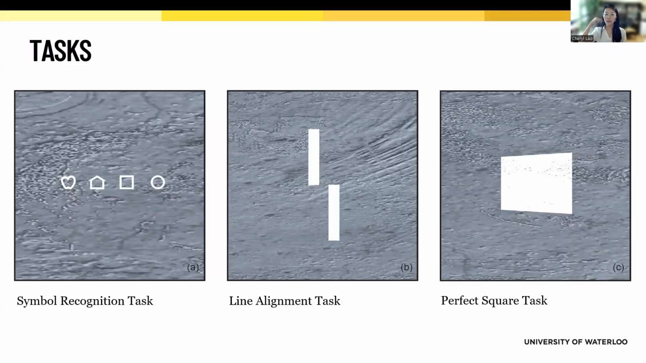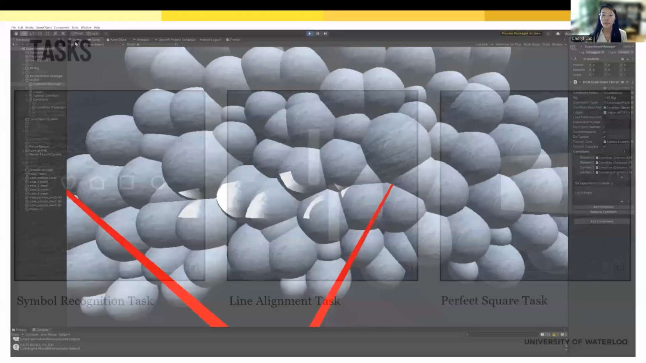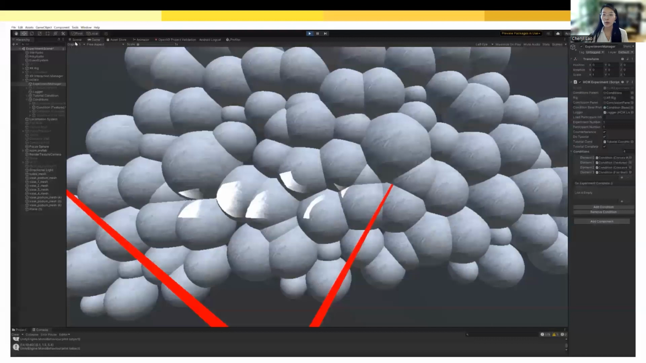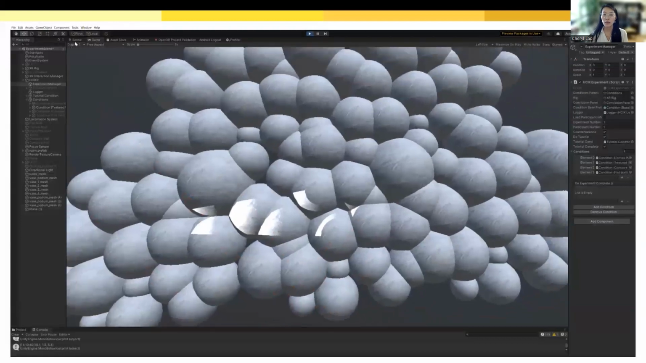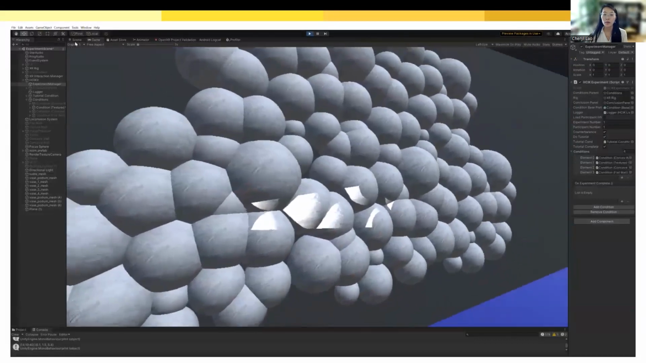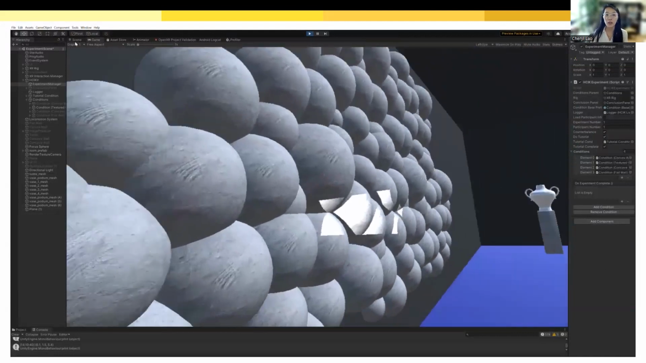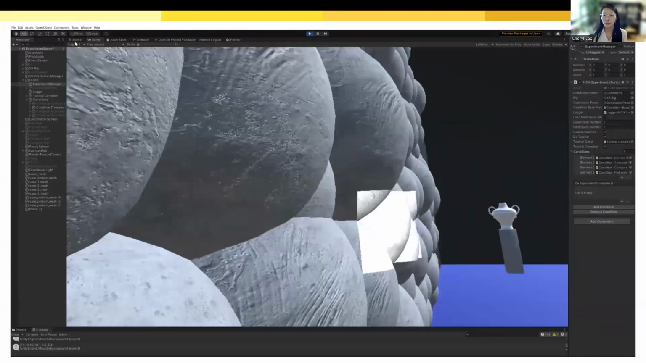The perfect square task is a task we designed to force the participants to move through the space. White squares were projected at an angle and participants were asked to move until they found the ocular point where they could see a perfect square. Here's a clip of what the perfect square task looks like from the perspective of the participant. You can see that the parts are coming together to create this perfect square.